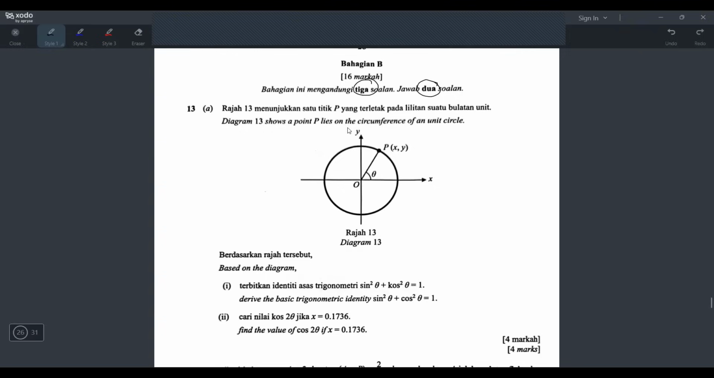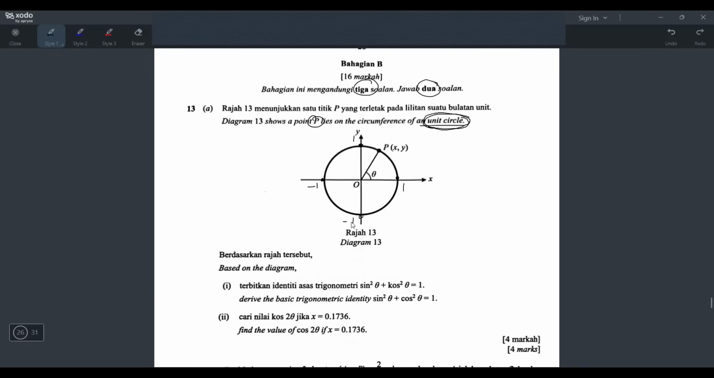Diagram 13 shows a point P lies on the circumference of a unit circle. Whenever you see the words unit circle, it means the radius is 1 unit. That's what is meant by unit circle. The radius is 1 unit. So straight away, go here, write 1, go here, write 1, go here, write 1, go here, write 1. But this one, you have to put negative, because in a Cartesian plane, if the point is on the left side, you have to put negative.